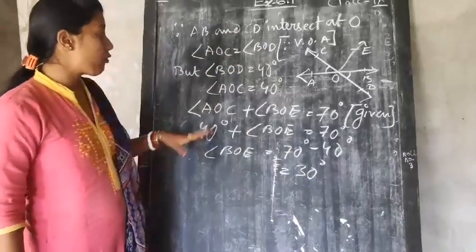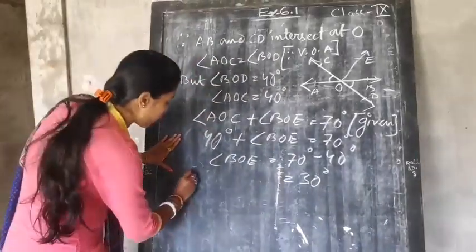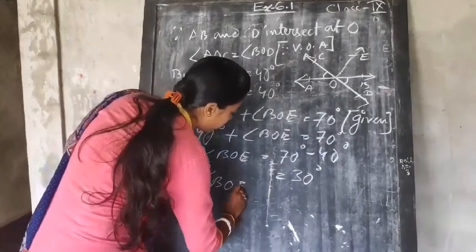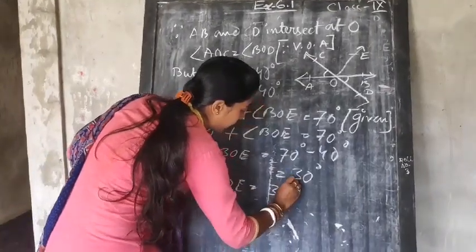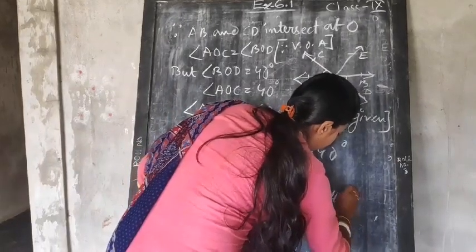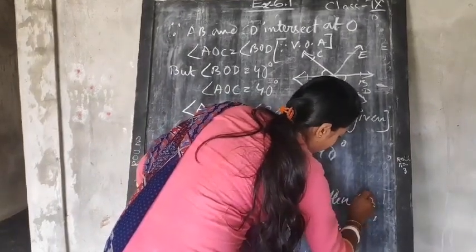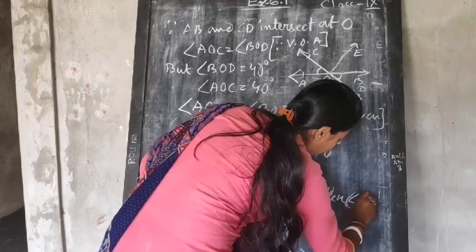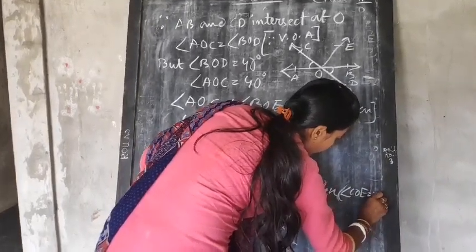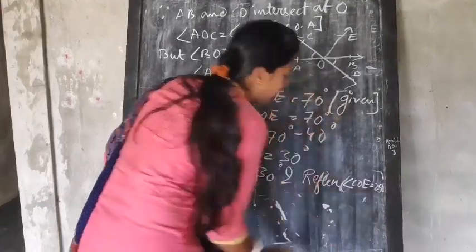So we have found both. Therefore you will write angle BOE equals 30 degrees and reflex angle COE equals 250 degrees.